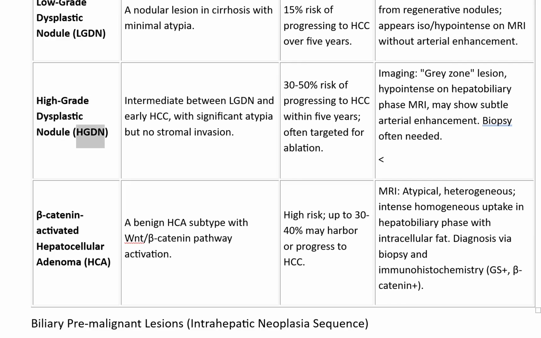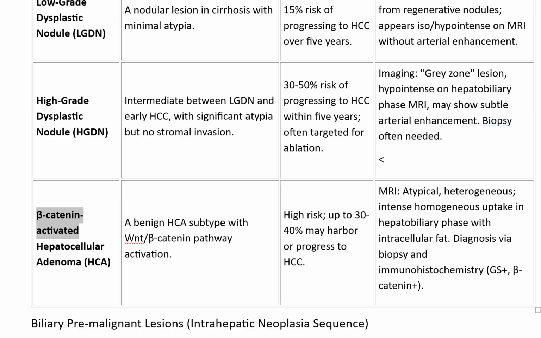High-grade dysplastic nodule, HGDN. Intermediate between LGDN and early HCC, with significant atypia but no stromal invasion. 30 to 50% risk of progressing to HCC within 5 years, often targeted for ablation. Imaging, gray zone lesion, hypointense on hepatobiliary phase MRI, may show subtle arterial enhancement.